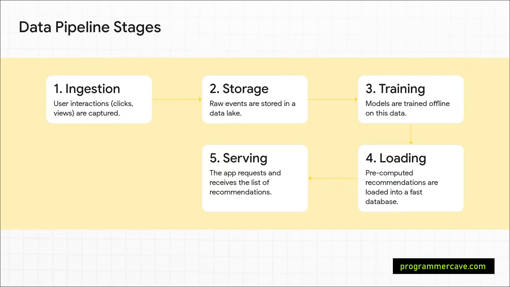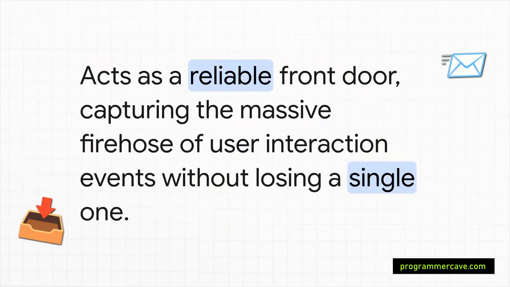That's the whole cycle. For that very first step, ingestion, you need a system that can handle a massive firehose of user clicks without breaking a sweat. That is a perfect job for a technology like Apache Kafka. It's basically the bulletproof front door for our data, making sure not a single event gets lost.